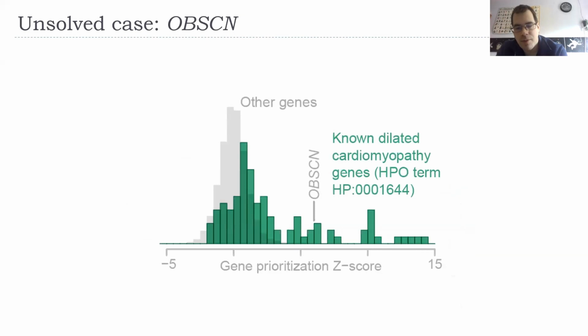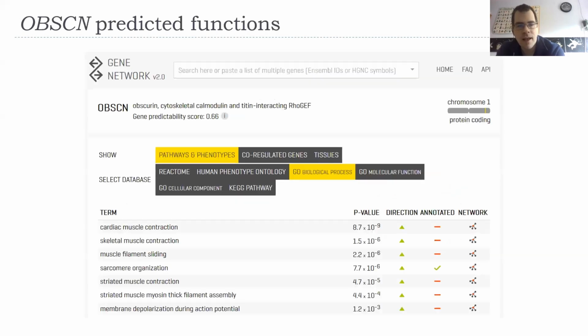And that brings me also back to this distribution, where you can see that this gene is really in the tail of our prediction scores. Then you can also use the gene network website to have a closer look at what's going on. For instance, we can simply type in this gene and we can see that it's already annotated to sarcomere organization, which is a process very important to proper cardiac function. But we also predict some other biological processes for which it's not yet been annotated.